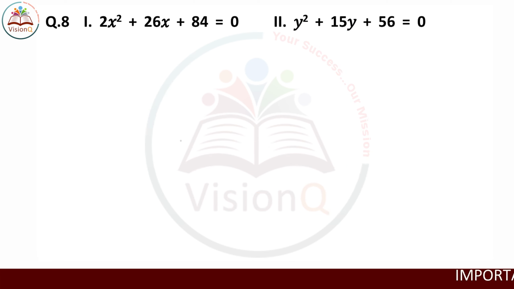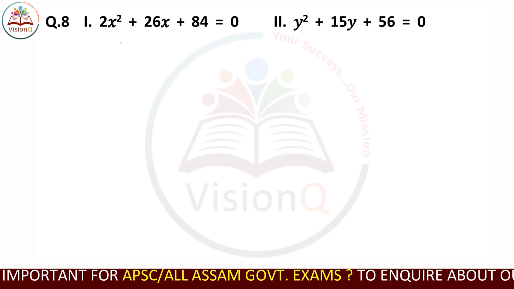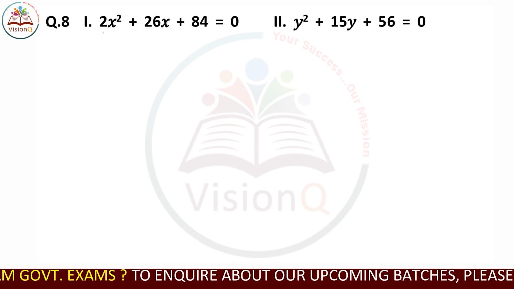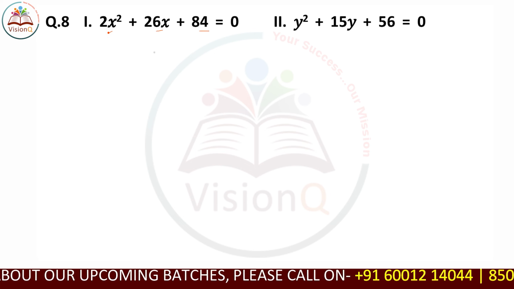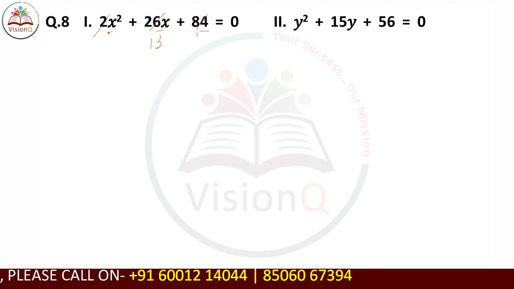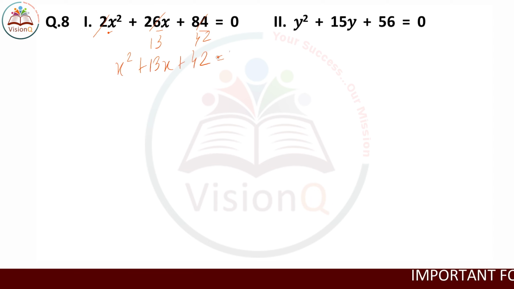So next is question number 8. First equation is 2x square plus 26x plus 84 equal to 0. If there is something common here, if I see these numbers very nicely, I will see that 2 is common in all these numbers. Cancel out these numbers by 2. So this first equation reduces to this form, which is x square plus 13x plus 42 is equal to 0.